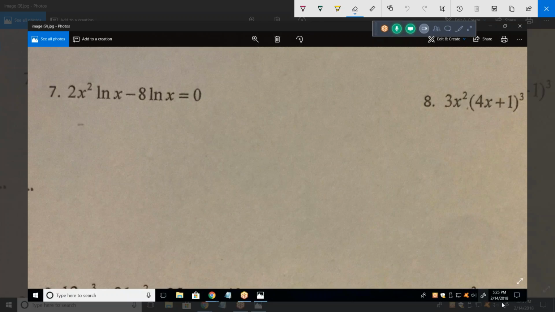So, 2 natural log of x. Yeah, I can do that. 2 natural log of x is the greatest common factor. That leaves x squared minus 4 equals 0. How about x squared minus 4? Can I factor that? Yeah.